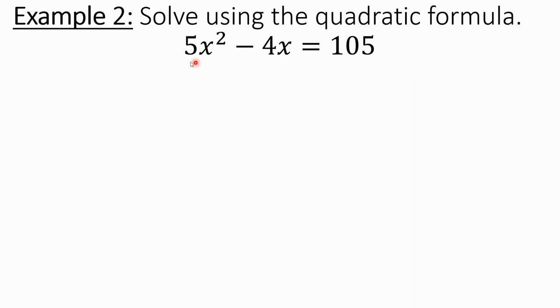So example 2, what's different about this one? Well, example 2 is not written in standard form yet, right? We need to make sure that we get this side equal to 0. This side needs to be x squared, x, constant. So if I subtract 105 from both sides, then this side will be 0. This side will have a negative 105 on it.